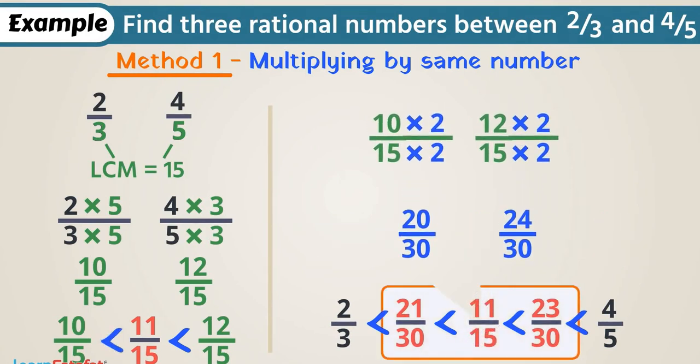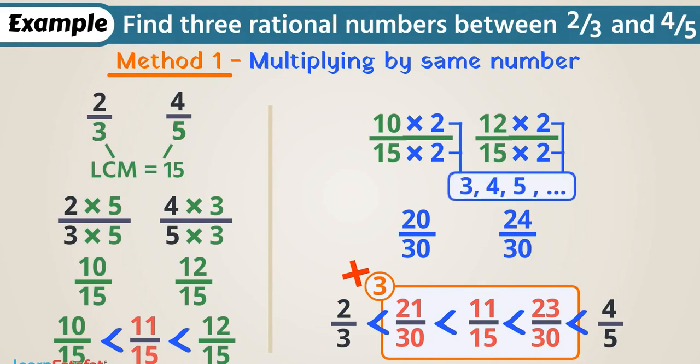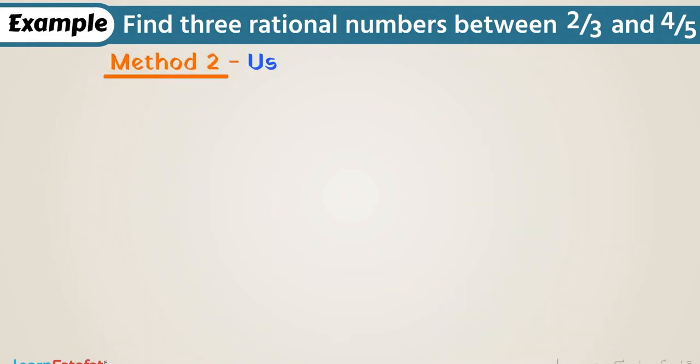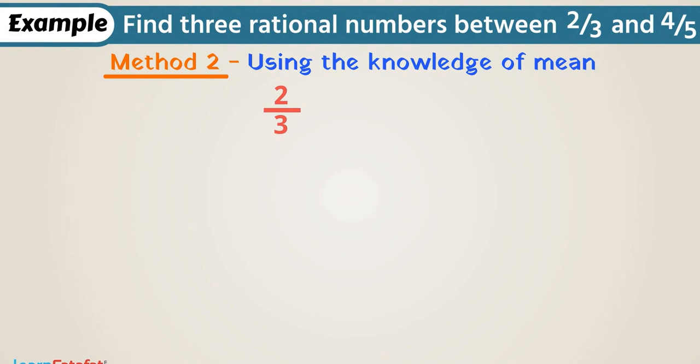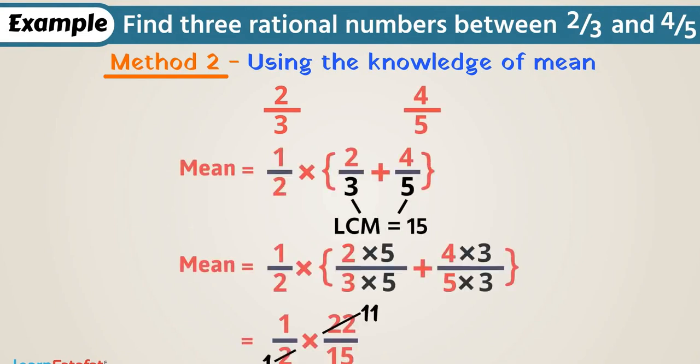If suppose we did not get three numbers between given numbers even after multiplying their numerator and denominator by 2, then in such case, we would have tried 3, 4, 5 or other number as well. Another method is by using the knowledge of mean. Let's find the rational number by finding mean of 2 by 3 and 4 by 5. The mean of 2 by 3 and 4 by 5 is 11 by 15.